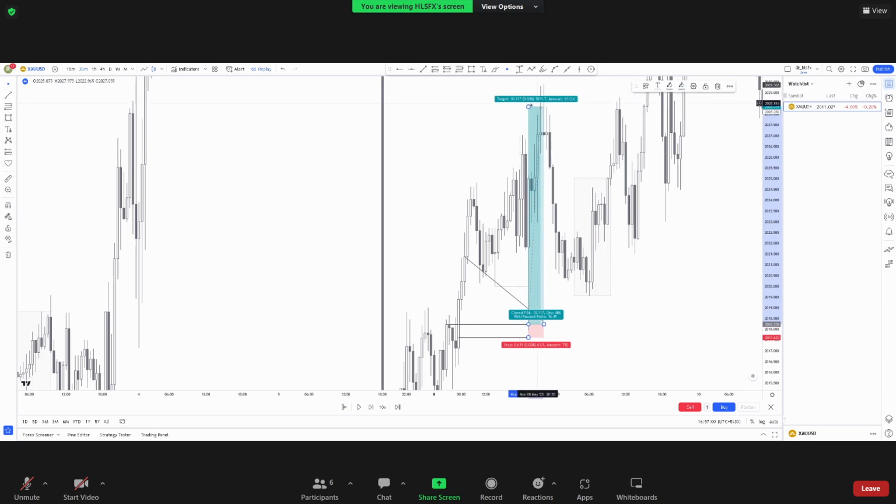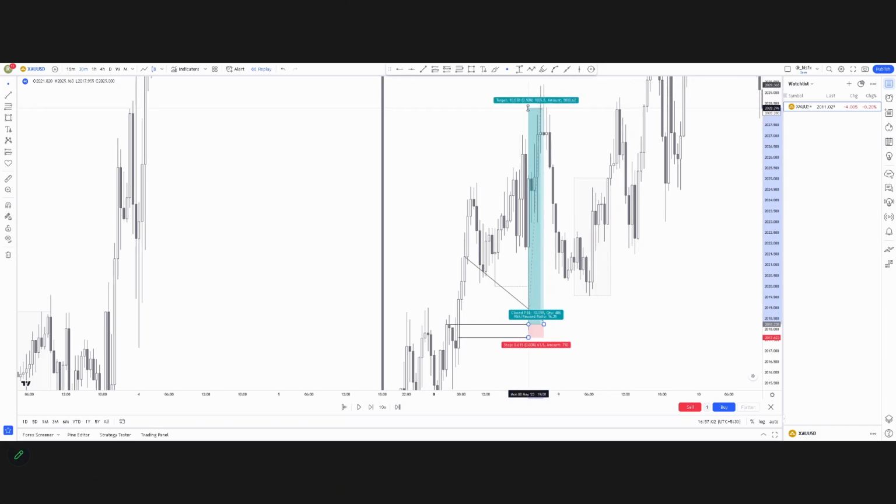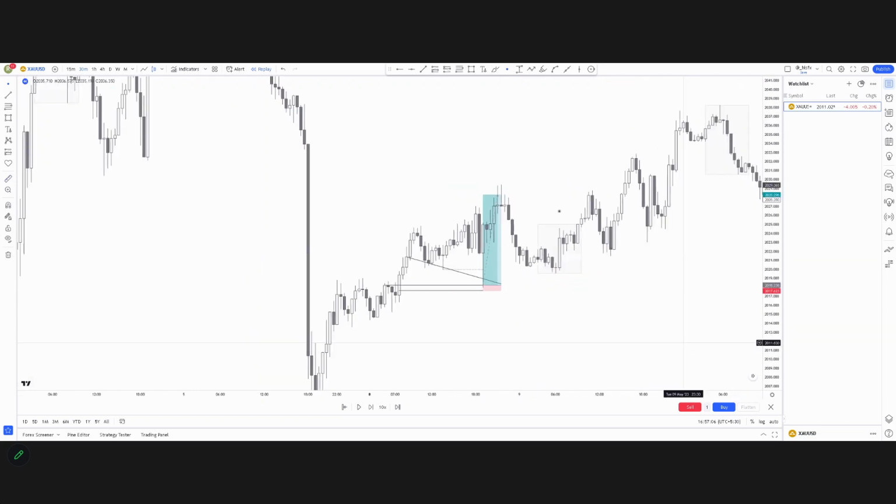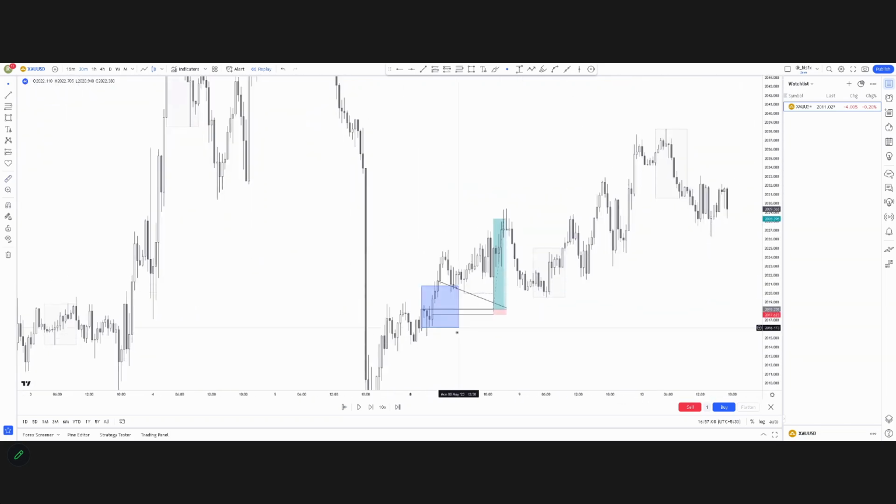Okay, so here is your TP, 100 pips. TP at 100 pips here. Okay, so now that's one of your entries. Let me take off this.